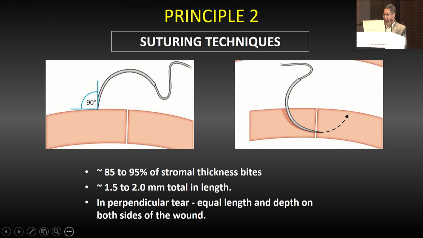Depth of suturing is to be 90% depth, and it has to be perpendicular to the corneal wound. And if it is a clean cut tear or a linear tear, equal depth of suture should be assessed on both sides of the wound.